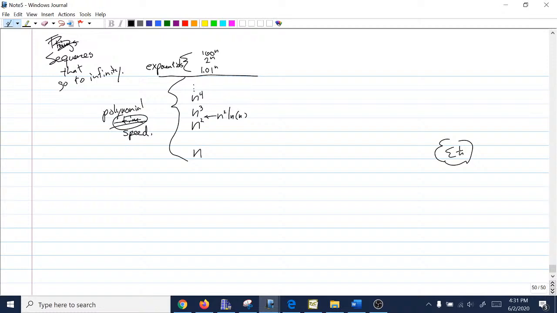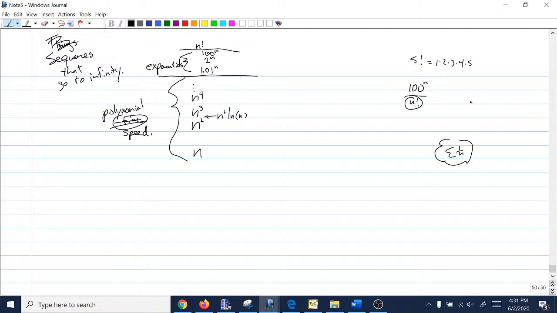It's not the biggest there is. Bigger than any exponential is n factorial. N factorial, like 5 factorial, is 1 times 2 times 3 times 4 times 5, and it is eventually going to be bigger than 100 to the n. We'll do an example comparing 100 to the n and a factorial.